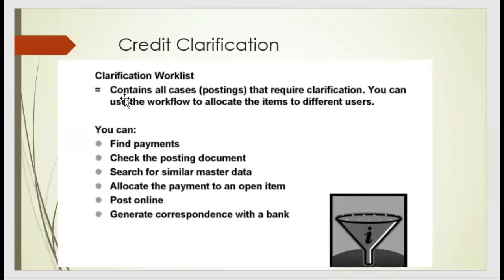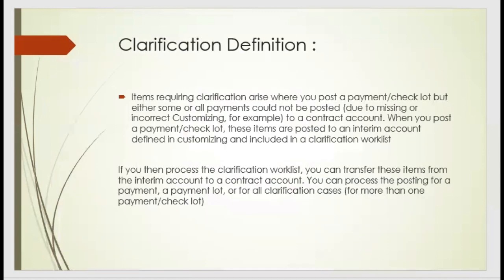So that's how all the header data we need to get, and then only we process. If we go to the definition of the clarification, it is an item requiring clarification, where you post the payment or check lot, but either some or all payments are not done. Some are missing, some are incorrect, some are extras.